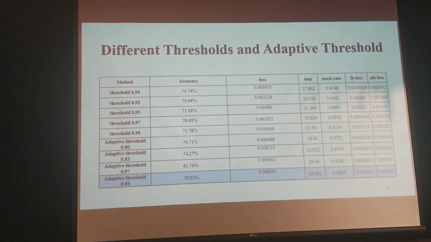Next is the different thresholds, and whether using the adaptive threshold gives better performance. You can see that using a threshold of 0.98 with the adaptive threshold gets the better accuracy.